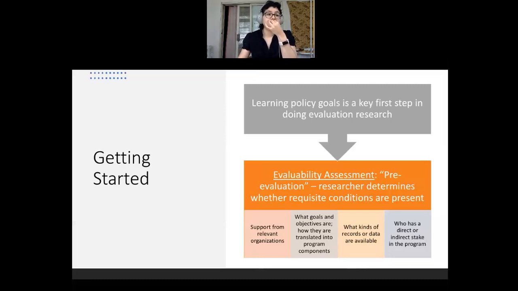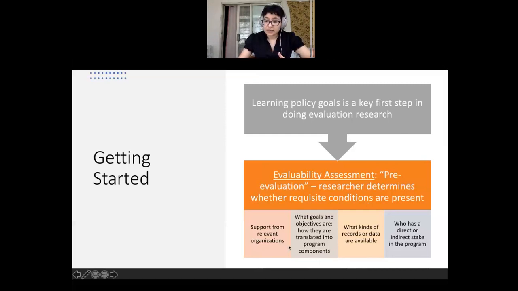Then there's also, like we said, the goals are the first step. And first you want to understand if the particular thing that you're looking at is even able to be evaluated, right? Because oftentimes researchers are interested in particular topics, but maybe we don't have the buy-in from stakeholders, or maybe the program's objectives are more abstract and we can't quantify really what their goals are. Or maybe we don't have the data to analyze whether or not those people meet their goals. And so these are the different aspects of that evaluation assessment.